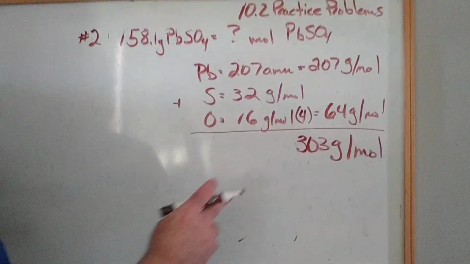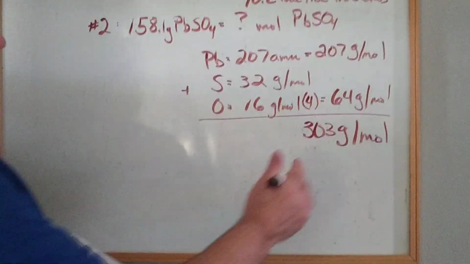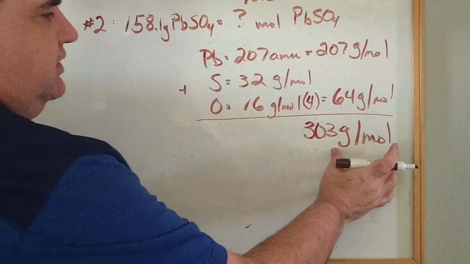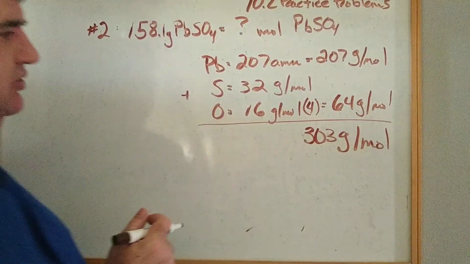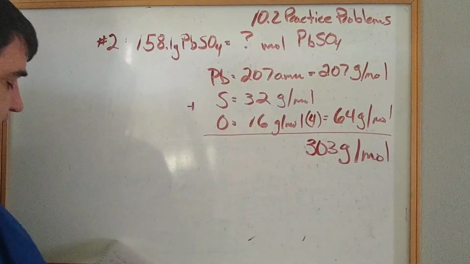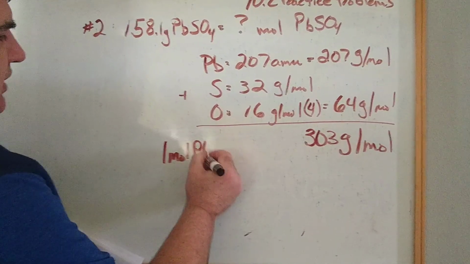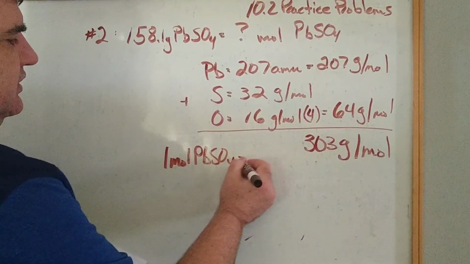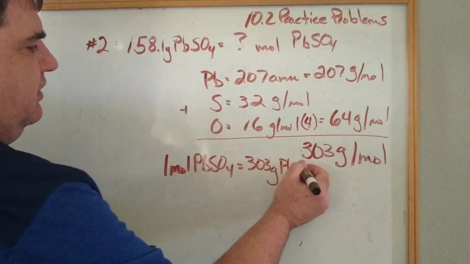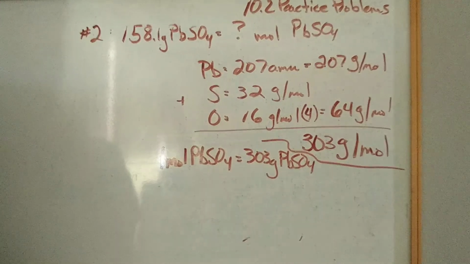So that means that I can rewrite this as an equality. I can break this derived unit, because it's made up of 2 parts, into 2 single parts. And we can say that 1 mole of PbSO4 is equal to 303 grams of PbSO4. Let's get a little line in there so those are separated.